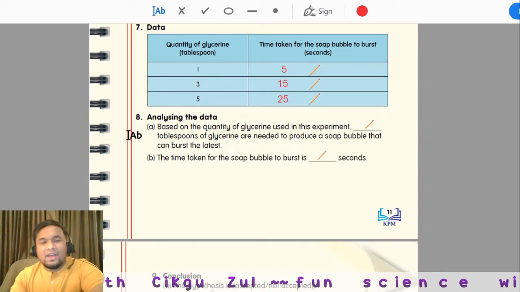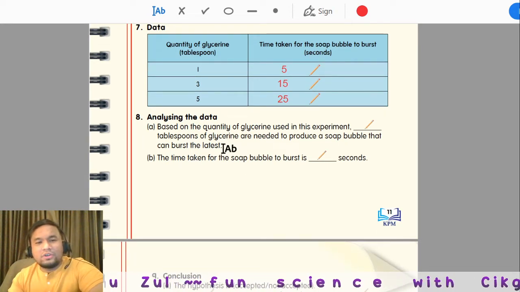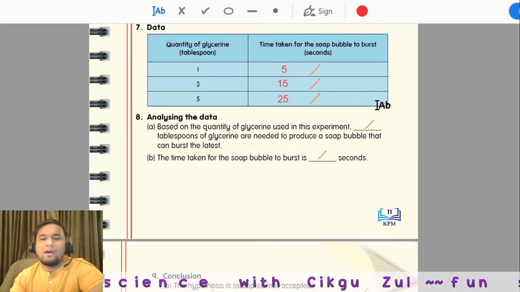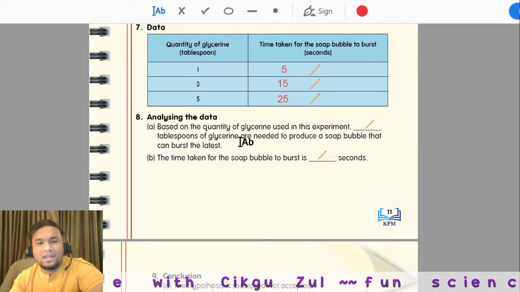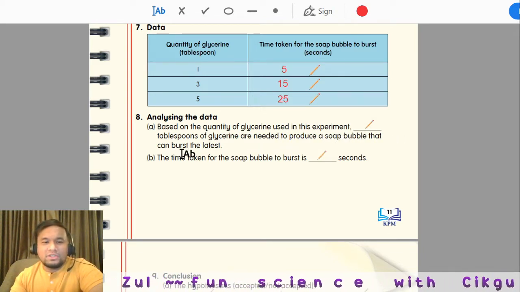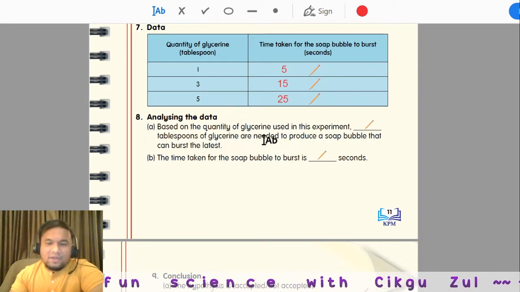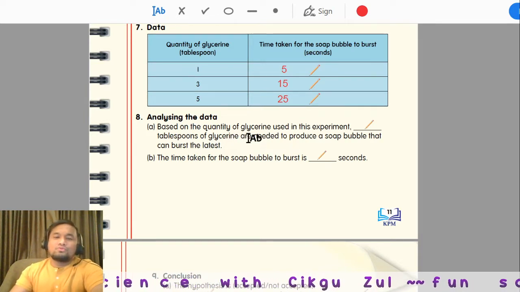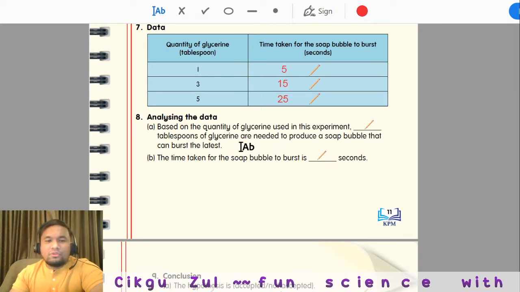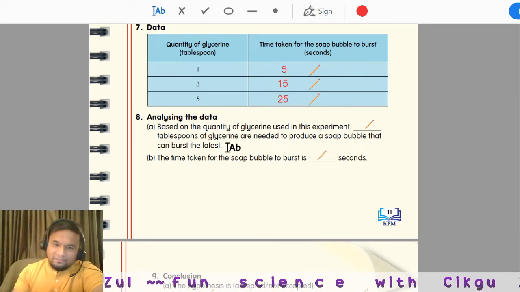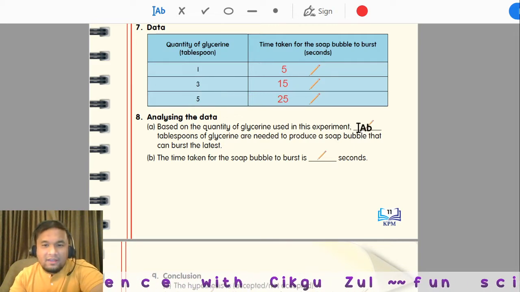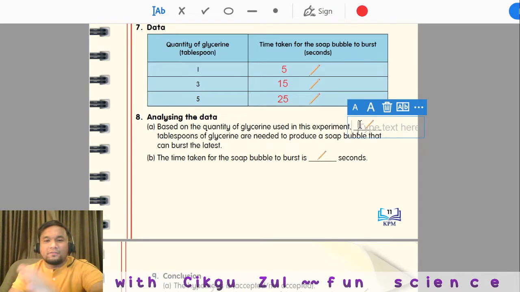So, based on the quantity of glycerin used in this experiment, how many tablespoons of glycerin are needed to produce a soap bubble that can burst the latest? Maksudnya berapa sudu glycerin yang diperlukan supaya soap bubble itu boleh pecah paling lambat? Mestilah 1, 3 or 5? 5. So sini 5.